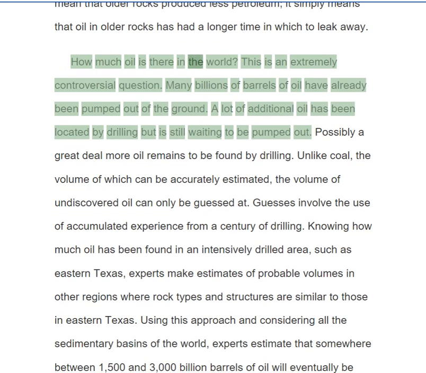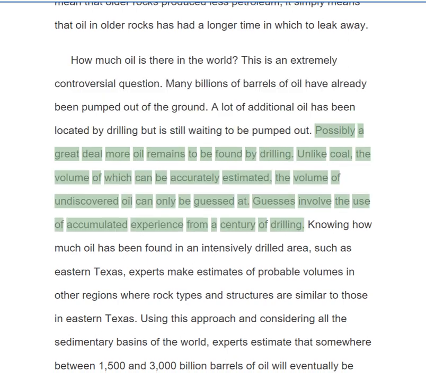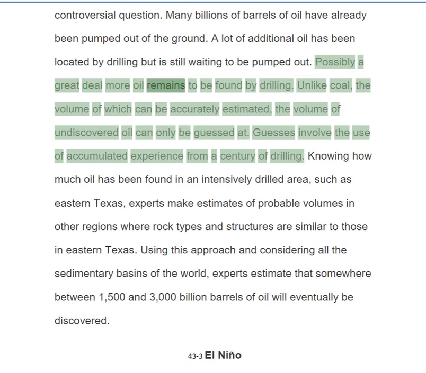How much oil is there in the world? This is an extremely controversial question. Many billions of barrels of oil have already been pumped out of the ground. A lot of additional oil has been located by drilling but is still waiting to be pumped out. Possibly a great deal more oil remains to be found by drilling. Unlike coal, the volume of which can be accurately estimated, the volume of undiscovered oil can only be guessed at.